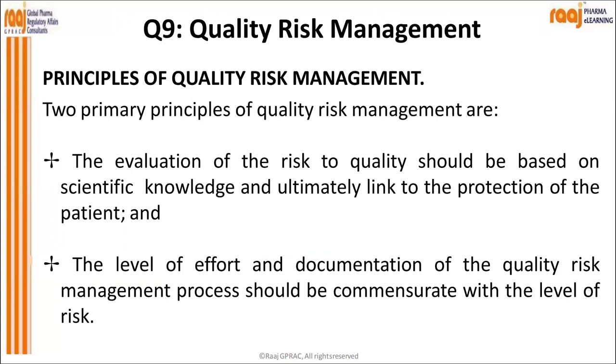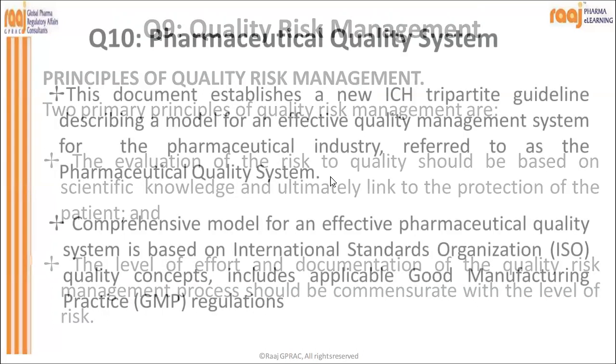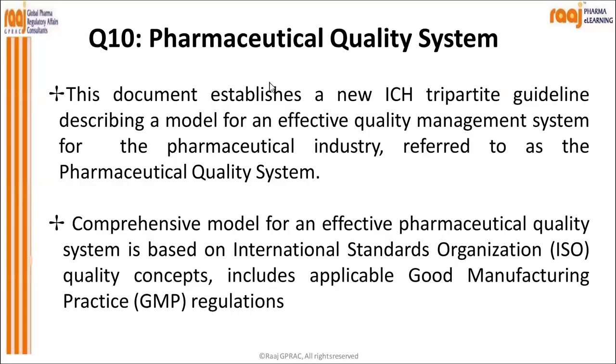So how the risk is managed, how risk is assessed, how risk is identified, that is given under this quality risk management guideline. So you have to evaluate the risk to quality, and it should be based on your scientific knowledge and ultimately linked to the protection of the patient. And the level of effort and documentation of the quality risk management process should be commensurate with the level of risk. Right?